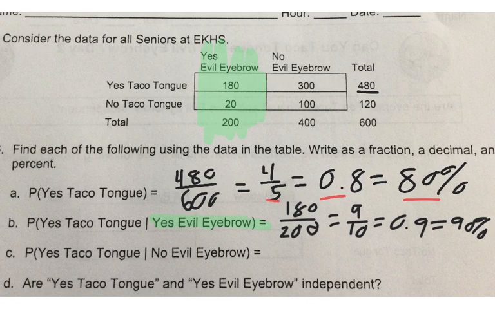So what we did, the new thing we learned, is this is a subset. It means we're not looking at all the population anymore. We're only looking at this part of the population. So only the ones that said yes evil eyebrows, that's my total. And how many from here said yes to taco tongue? That's the 180. Only a subset of the population.